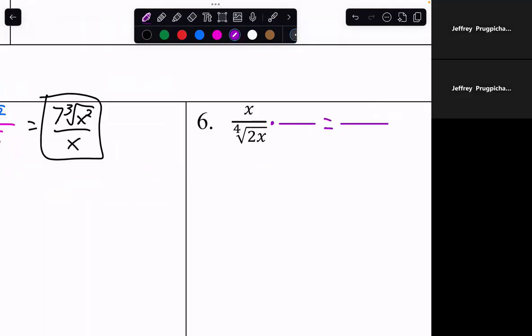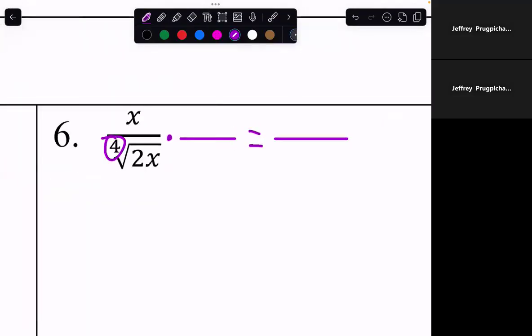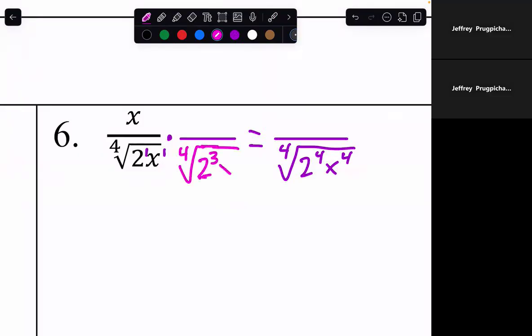Okay, so for this last one, it's a fourth root. So we need everything inside to be to the fourth power. The 2x, both of these are currently to the first power. So to get from 1 of something to 4 of something, you need 3 more. So we would multiply by 2 cubed x cubed.